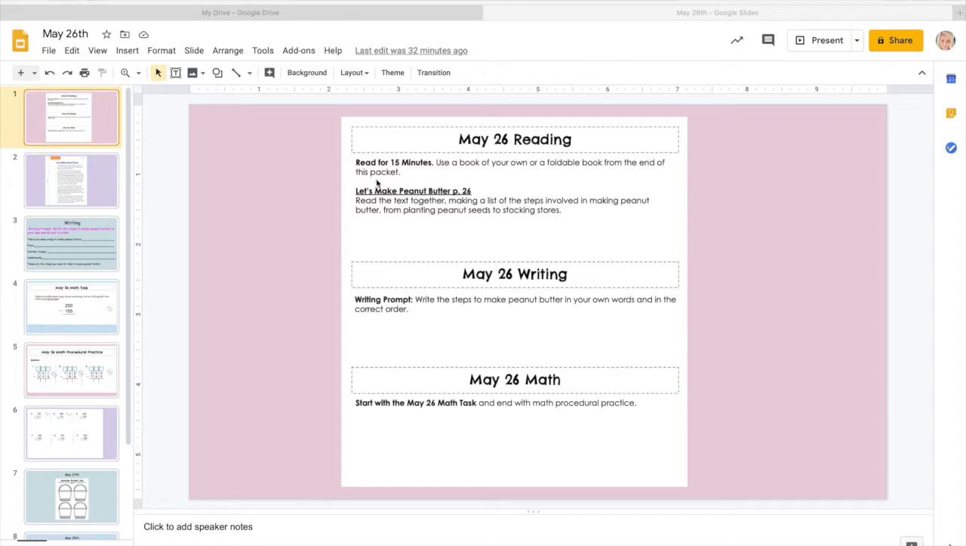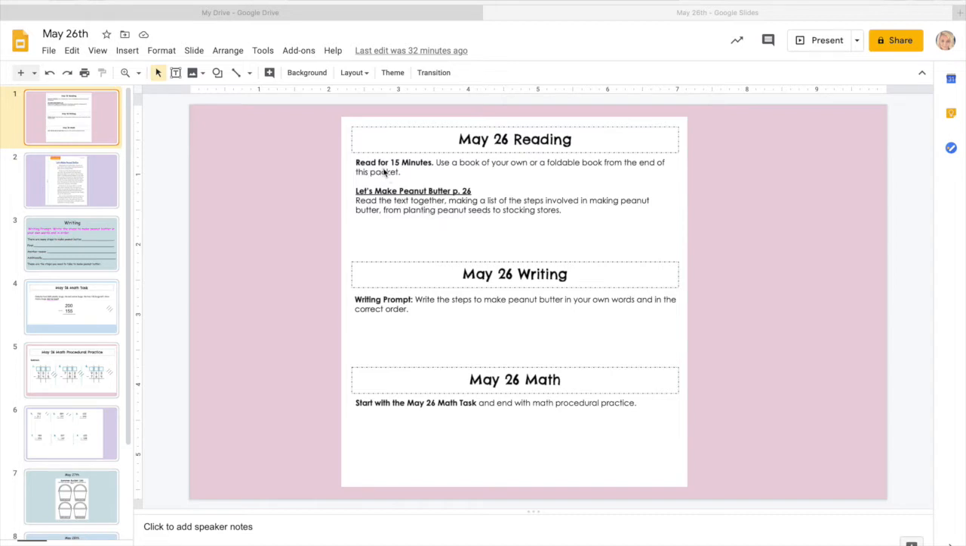We're going to have some reading. You're going to read for 15 minutes. You can use a book of your own, the foldable book from the back, or again, one of those really awesome online resources you have found. We're going to be reading a procedural text, Let's Make Peanut Butter. For writing, you're going to have a writing prompt where you're going to write out the steps to make peanut butter in your own words and in the correct order. And then for math, we're going to have a math task and then end with math procedural practice. So let's go ahead and get started.